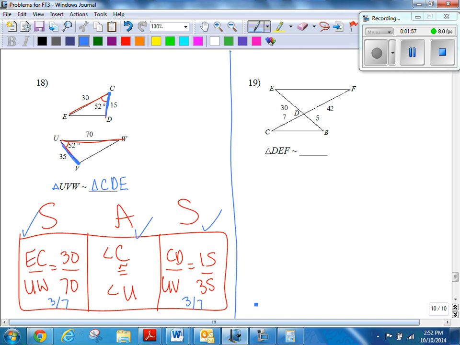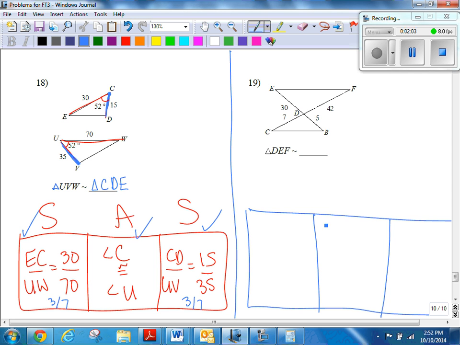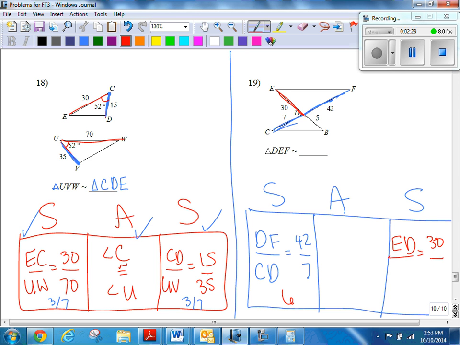Now, in number 19, we're going to have a slightly different scenario. It's still side angle side, and our sides work the same way. We're going to pair up our biggest side, DF, which is 42, with 7, which is CD. Okay? And 42 divided by 7 gives us 6. And we're going to pair up our shortest side on the top, ED, which is 30, with DB, which is 5. And when we divide those out, we also get 6. So our sides work out, and they're exactly the same every time we do sides.